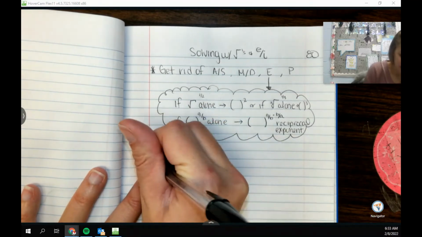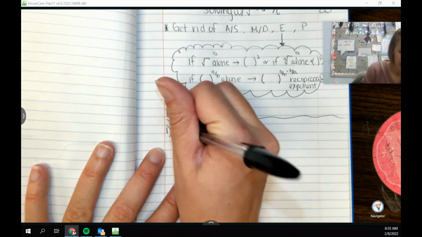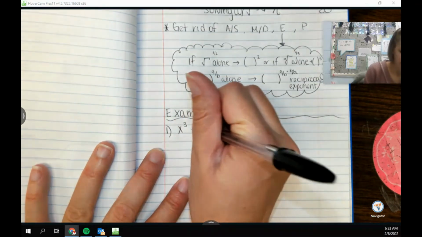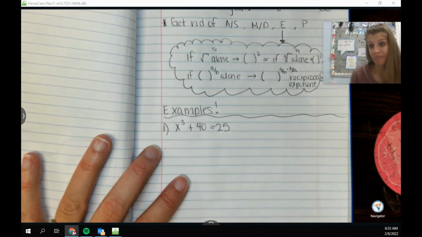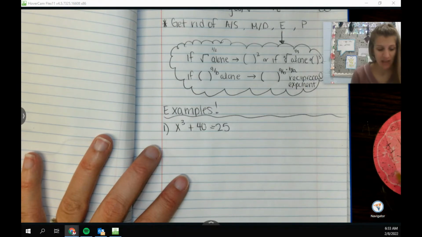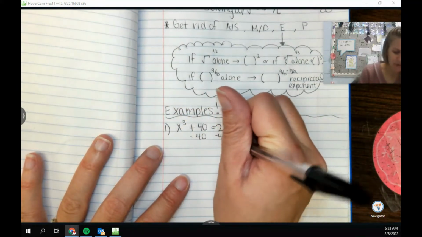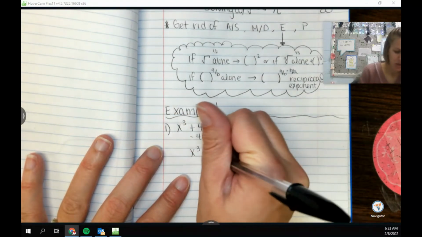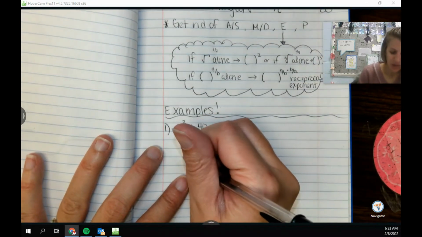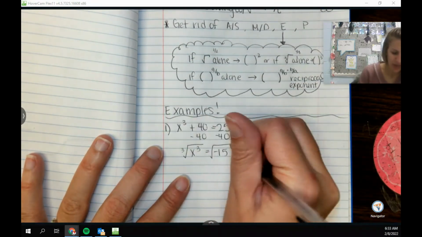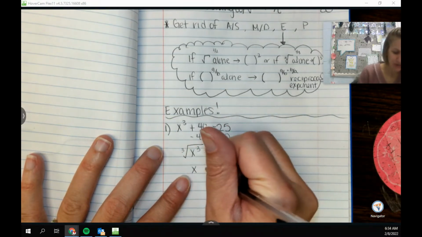Examples. Number 1, let's do x to the 3rd plus 40 equals 25. It's not really any of those, but I think we could solve it. We get rid of addition and subtraction first, so I want to get x all by itself. We're going to subtract that 40. So we'd have x to the 3rd equals negative 15. And then to get rid of something to the 3rd power, we cube root both sides. That's the opposite of that, so they cancel each other out. We have just an x.